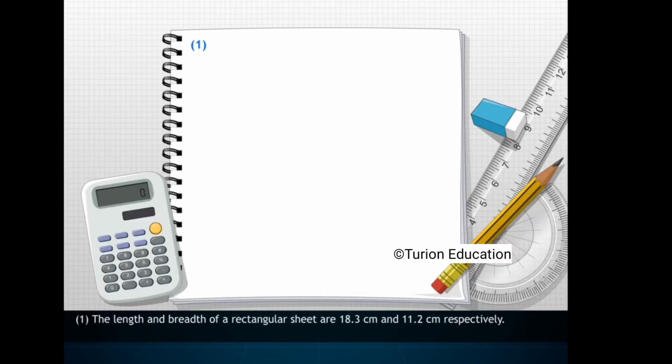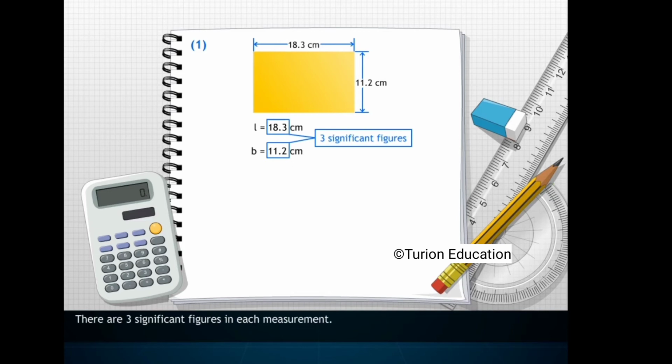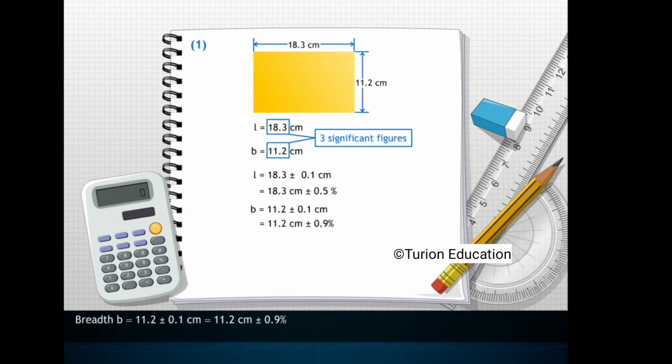1. The length and breadth of a rectangular sheet are 18.3 centimeters and 11.2 centimeters respectively. There are three significant figures in each measurement. So length L can be written as L equals 18.3 plus minus 0.1 centimeters, which equals 18.3 centimeters plus minus 0.5%. Breadth B equals 11.2 plus minus 0.1 centimeters, which equals 11.2 centimeters plus minus 0.9%.